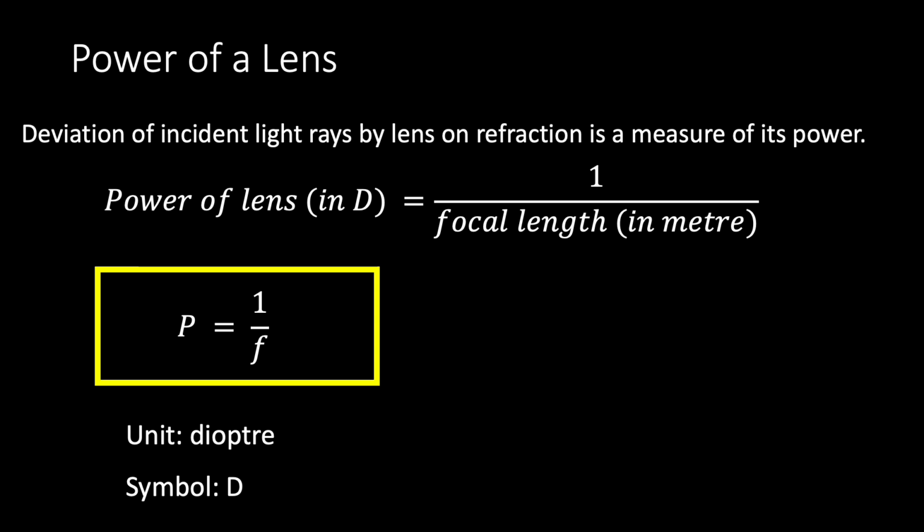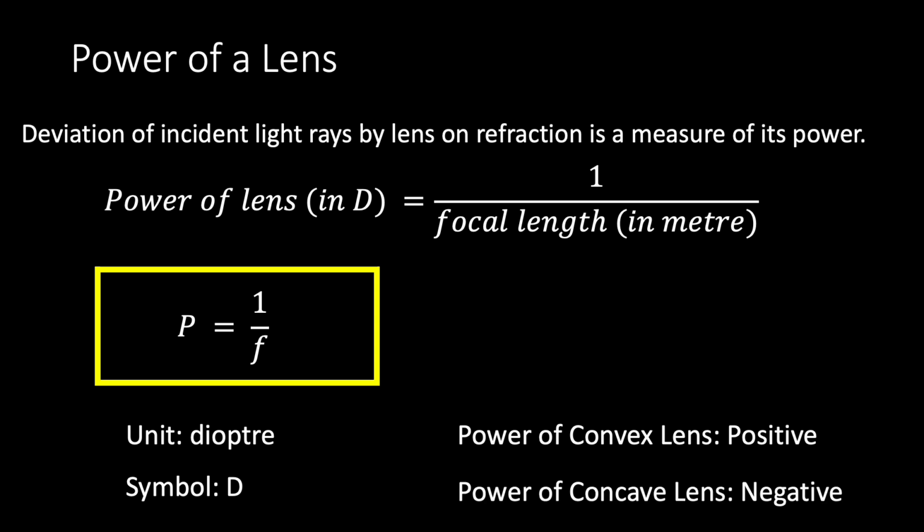Unit is diopter. Symbol for diopter is capital D. Power of convex lens is positive, whereas power of concave lens is negative.